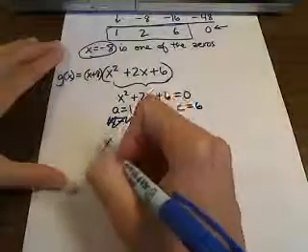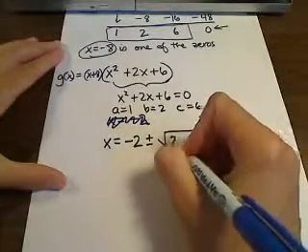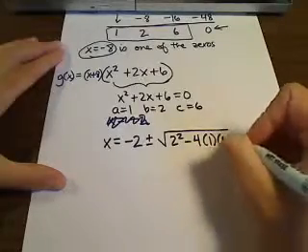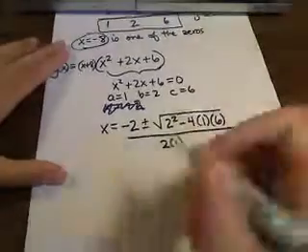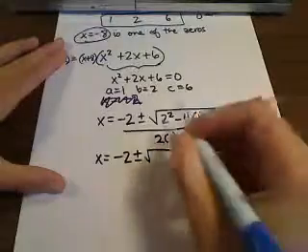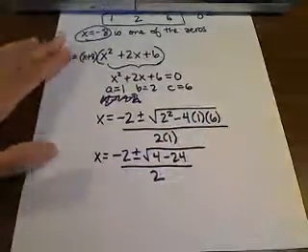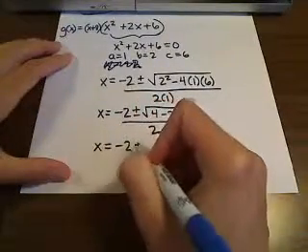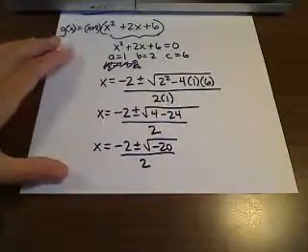When we plug that into our quadratic, x is negative 2 plus or minus the square root of b squared, so that's 2 squared, minus 4 times a is 1 and c is 6, all over 2 times 1. So this gives us negative 2 plus or minus the square root of 4 minus 24, all over 2, and then we just simplify under the radical. We have negative 2 plus or minus the square root of negative 20 over 2.